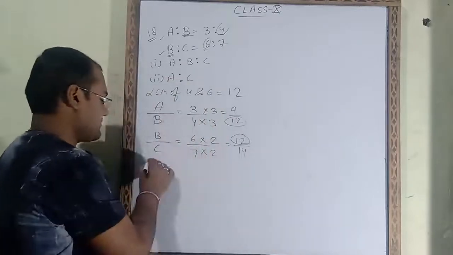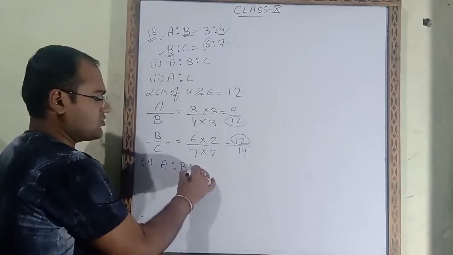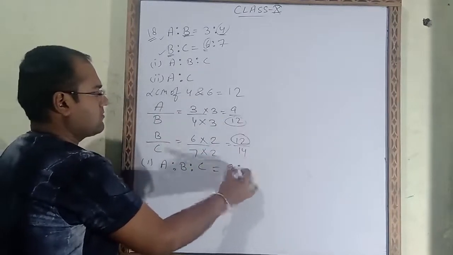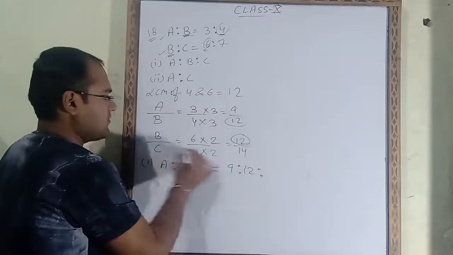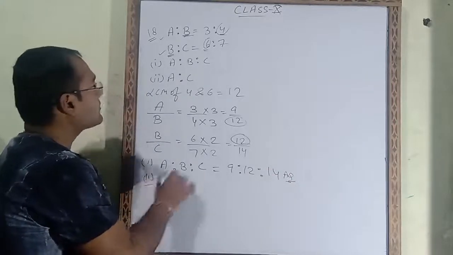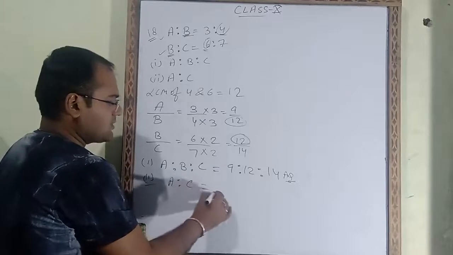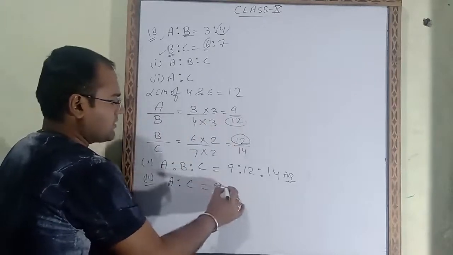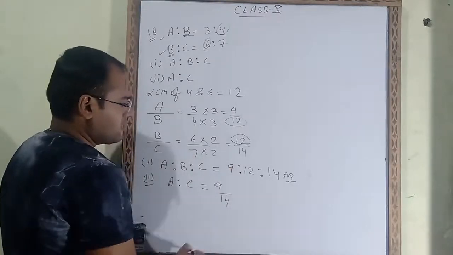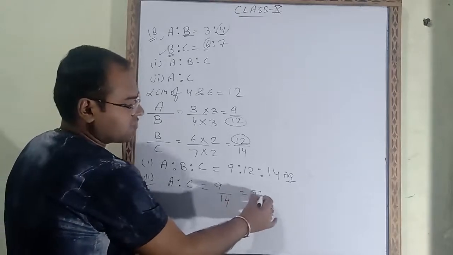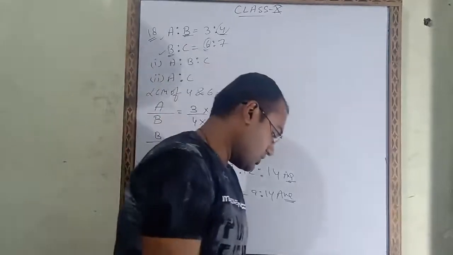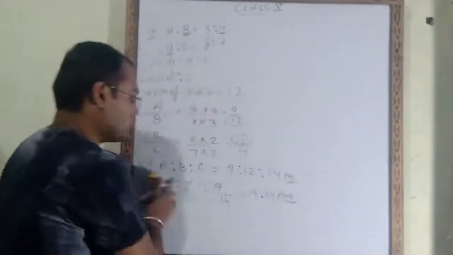Now first part is we have to write A ratio B ratio C. A value 9, B value 12, C value 14. This is the answer of first part. Now second part, A ratio C. What is the value of A? 9. Ratio means upon. C, value of C is 14. These two are not cancelled, so answer is 9 ratio 14. So like this you have to do the second part also. Now come to question number 19.